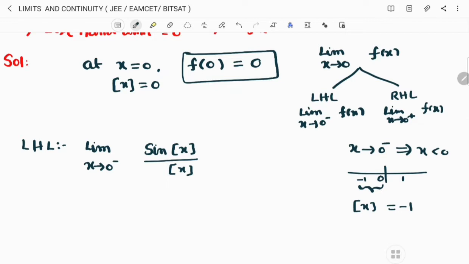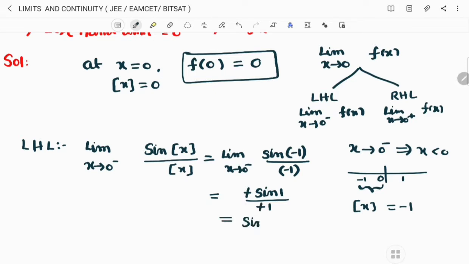So limit x tends to 0 minus sine of [x] value minus 1 divided by [x] value minus 1, no need to write [x] again. Sine of minus 1, here minus 1. Sine of minus 1 is minus sine 1, constant. So minus sine 1 by minus 1.